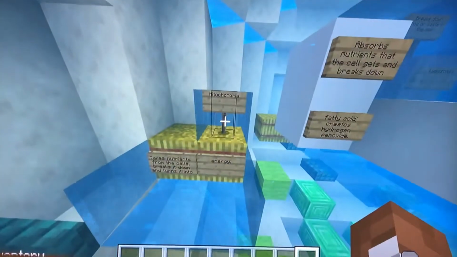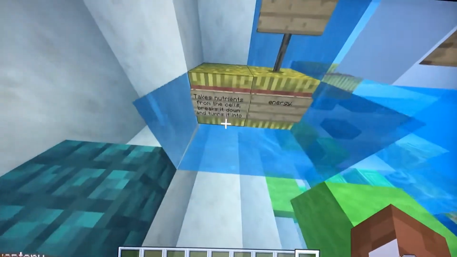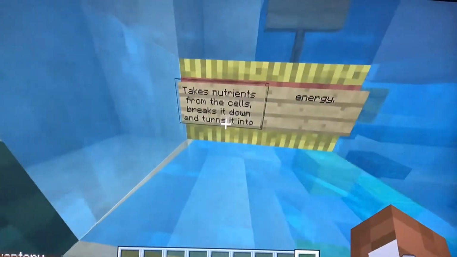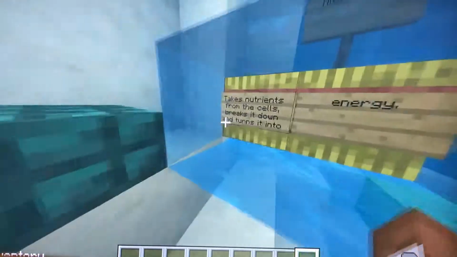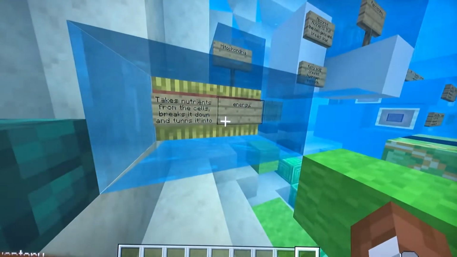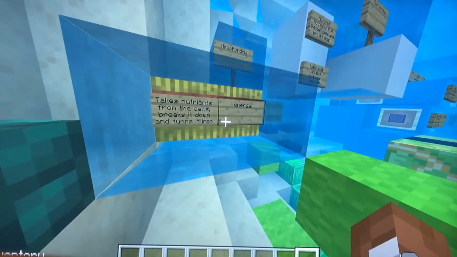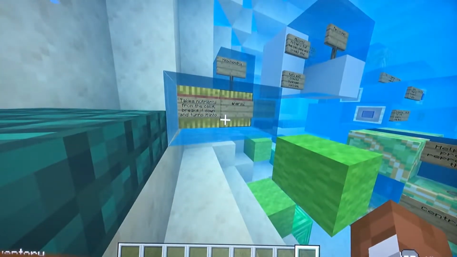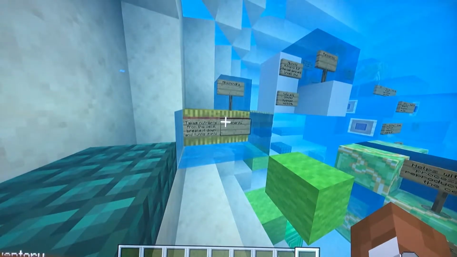This is the mitochondria, and they take nutrients from the cell and break it down and turn it into energy. They relate to the human body because they are similar to the liver because the liver breaks down harmful substances in the body and processes nutrients.